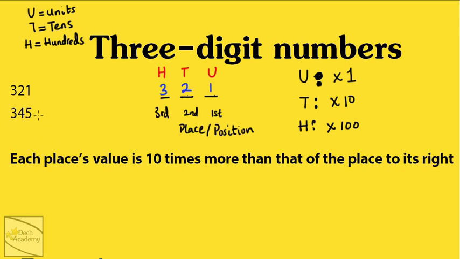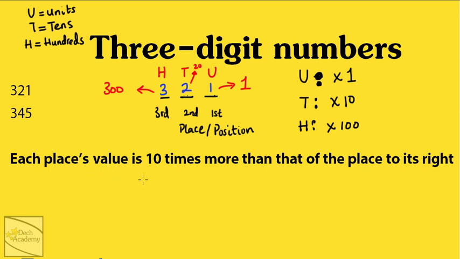So for example, if you consider the number we have here, 321, if I ask you to find the value of 3, the digit 3, we can see that it is in the hundreds place. That means the value of 3 can be obtained by multiplying it by 100. That means the value of 3 is 3 times 100, which is 300. The value of 1 is what? Well, 1 is in the units place. So to find the value of any digits in the units place, you multiply it by 1. So 1 times 1 is 1. The value of 2, which is in tens place, is 2 times 10, which is 20.